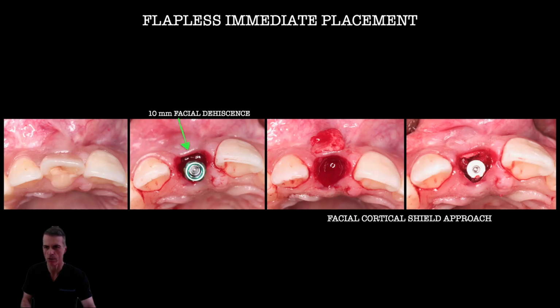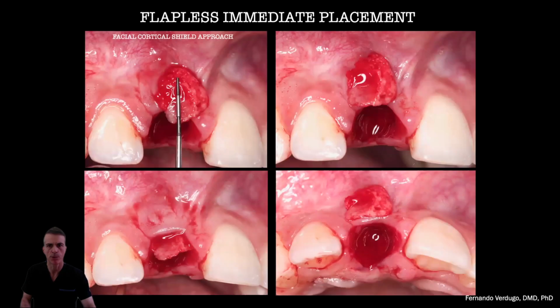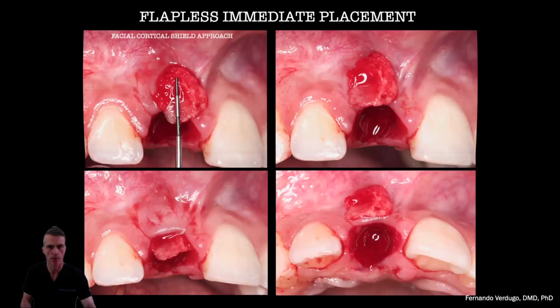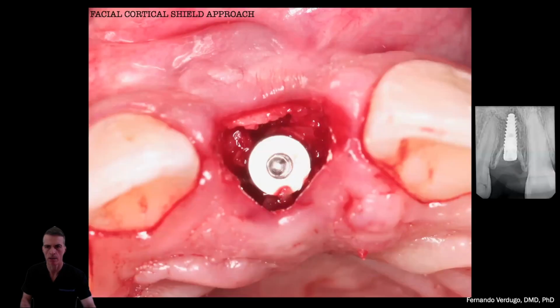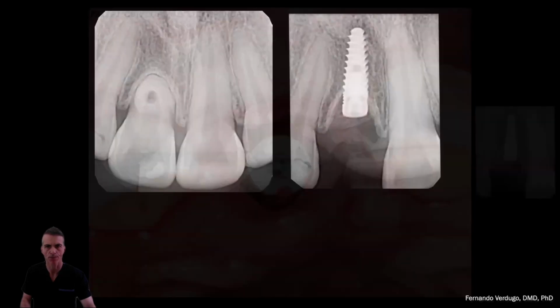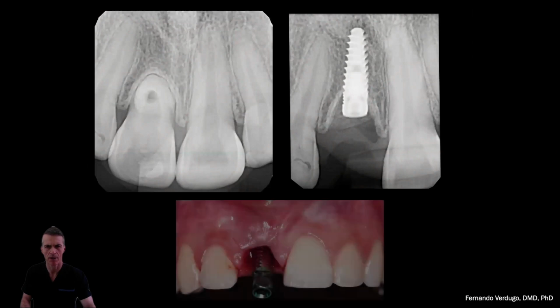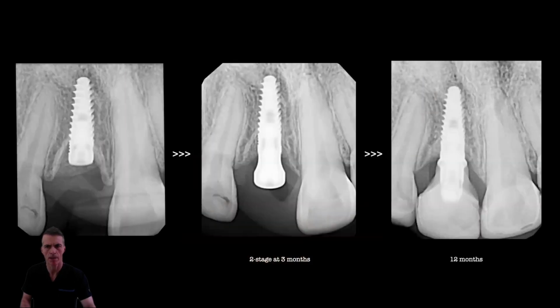So we focused on reconstructing that buccal aspect at the same time as implant placement, using, again, a cortical seal and autogenous bone particles that were harvested from the tuberosity area. These were some clinical pictures. At the time of placement, the cortical seal is in place with the particles. The patient healed fine, the defect healed beautifully, and these are the different radiographs at second stage and 12 months.